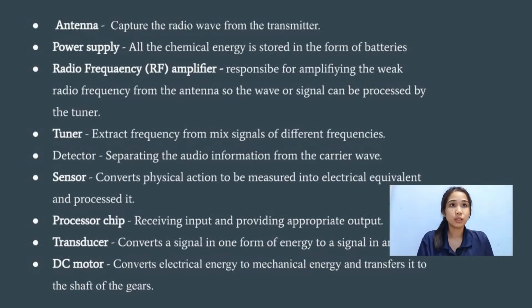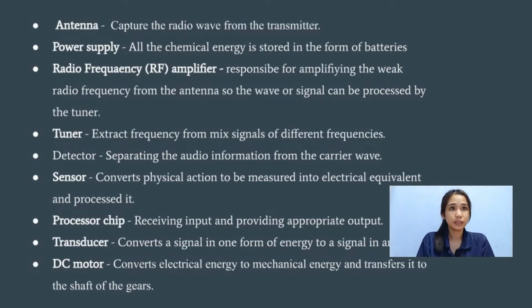Next is the tuner, which is responsible to extract frequency from mixed signals to different frequencies. The tuner is using a variable capacitor, which can have a function of varying the frequencies received. Next component in the wheelchair is the detector, which has a function of separating the audio information from the carrier wave. There are 2 types of signals, which are amplitude modulation and frequency modulation.